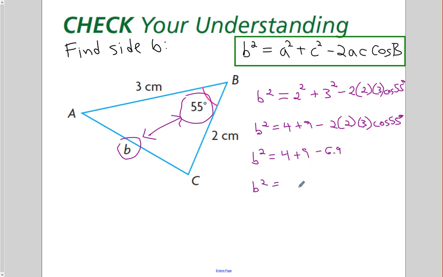Add all of those up. And we're going to end up with 6.1. Take the square root of both sides. We're going to end up with 2.5 when we round it off, 2.5 centimeters. We'll usually round off sides to 1 decimal place unless I tell you otherwise.